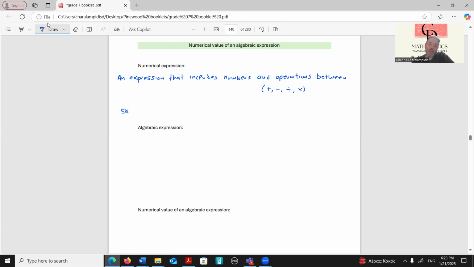So for instance, if we have 2 plus 3, I randomly assign those numbers. If we have 5/6 and then this plus 1, or if we have 3 squared times 2 multiplied by 5 plus 6 and all that over 3, no matter how simple or complicated it might seem, as long as it simply consists of numbers and operations between them, then this whole expression is called a numerical one.